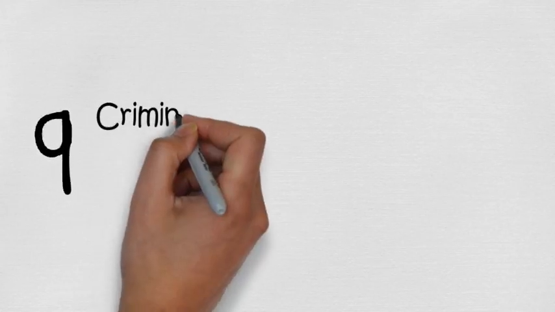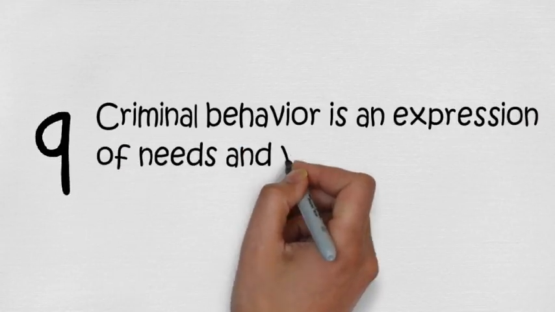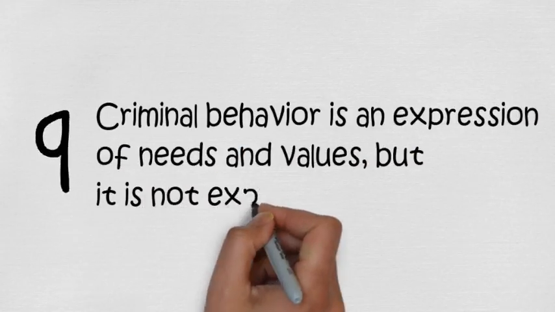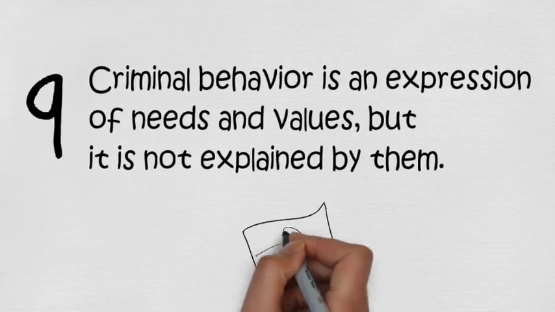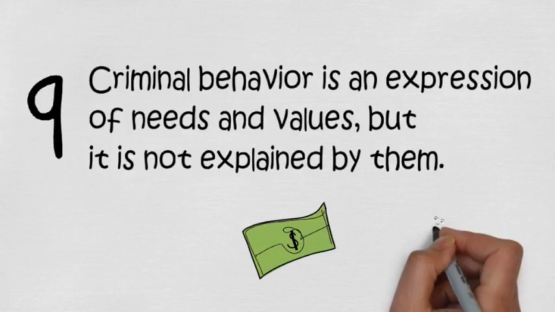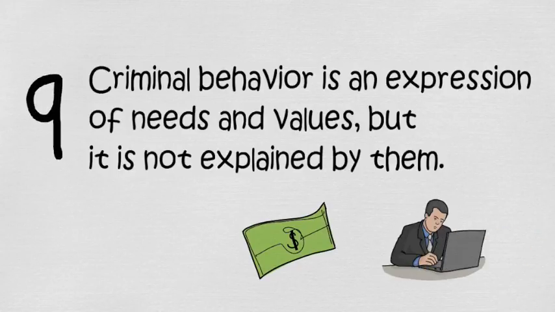Finally, Proposition 9 states that criminal behavior is an expression of general needs and values, but it is not explained by them. What that simply means is that we all need money, for example. We need money to live and to survive. However, a laborer will work for that money in a prosocial way, whether that be through a job or through a non-profit, but something in a prosocial manner.